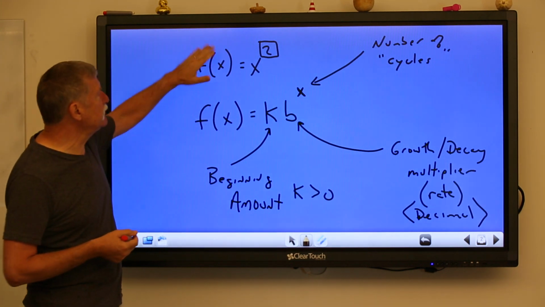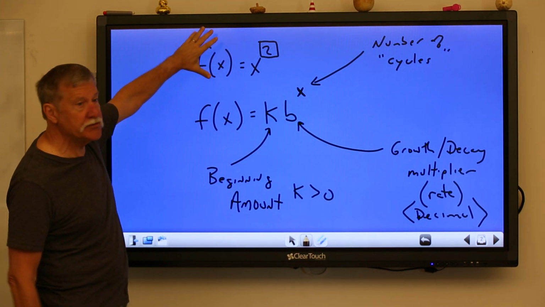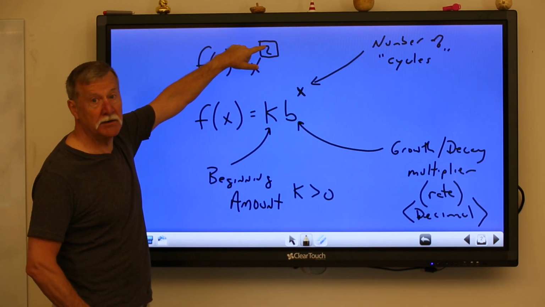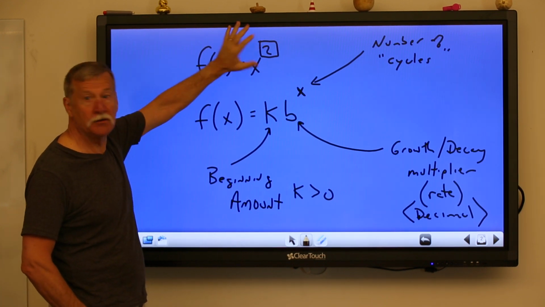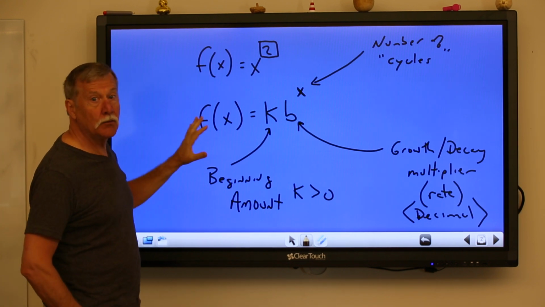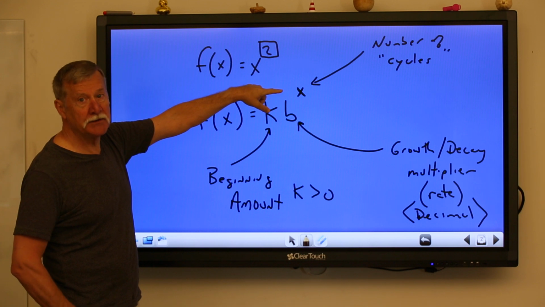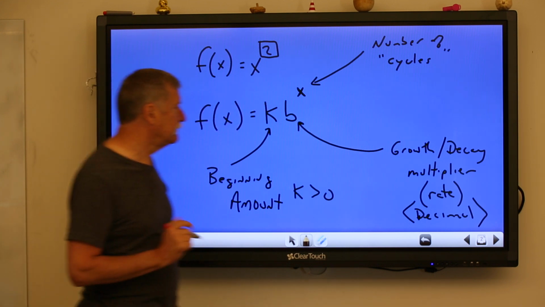So we see these two basic equations. One is quadratic because it's the variable to some power, in this case to the second power and only the second power, and one about exponential growth or decay where the exponent is the variable. Makes a difference.